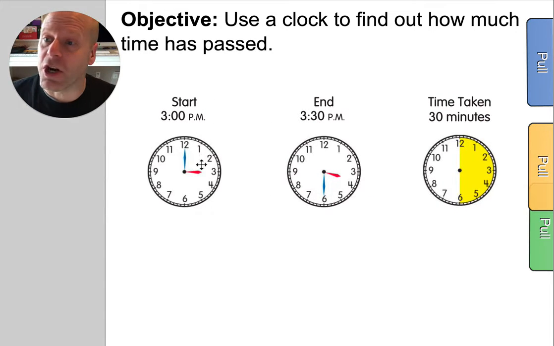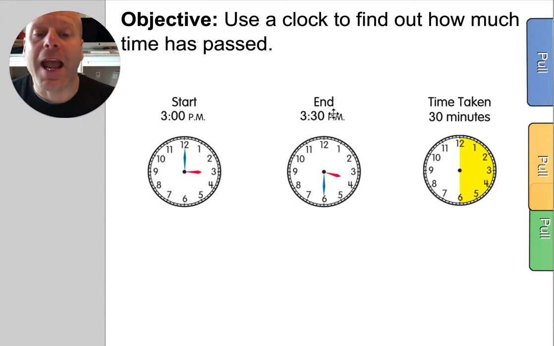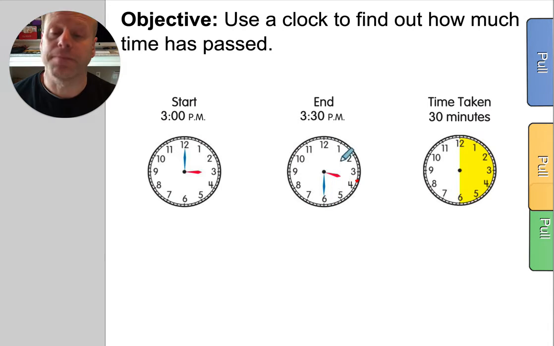Okay, so something starts at 3 o'clock, maybe baseball practice. Baseball practice starts at exactly 3 o'clock p.m. So this is in the afternoon. And it ends at 3, because it's still 3. I know what you're thinking. You're like, Mr. W, it's not exactly on the 3. No, it's not. But it's still in 3's yard. So I know it's 3 something. It's past 3, like halfway. So it's half past. And that makes sense because look at this. The minute hand is showing that it's 30 minutes past.